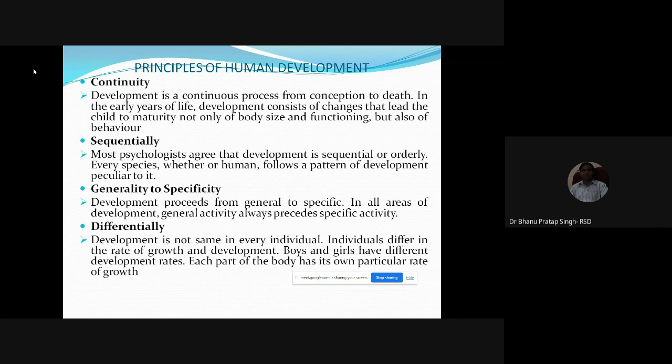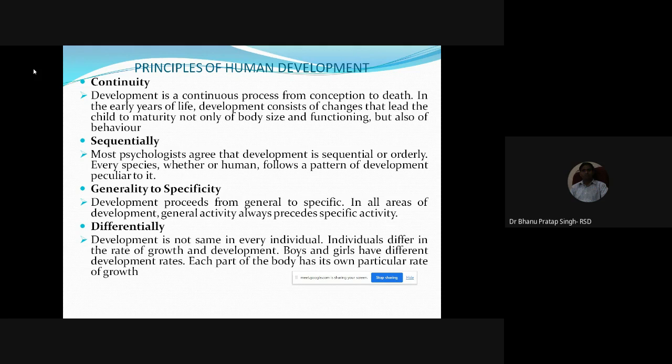Then third is generality to specificity. Generality means first development takes place in a very general way, and thereafter some specifications are found, even in the human body, even in human behavior, even in learning patterns also.